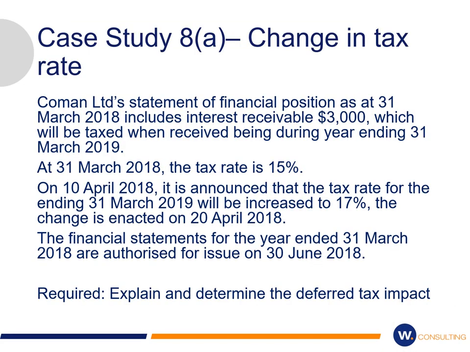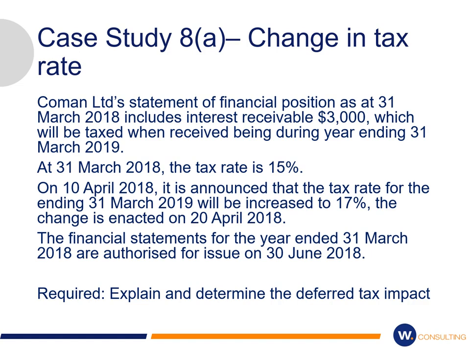We're looking at changes in tax rate. Commons Limited statement of financial position as at 31 March 2018 includes interest receivable of $3,000, which will be taxed when received, being during the year ending 31 March 2019. At 31 March 2018, the tax rate is 15%.